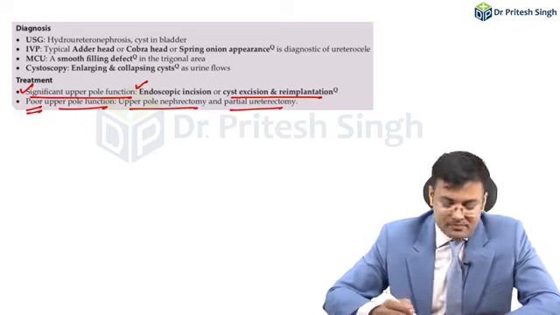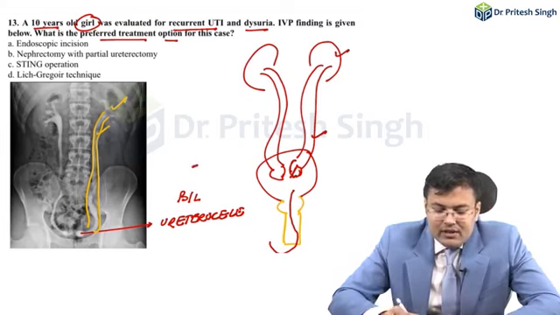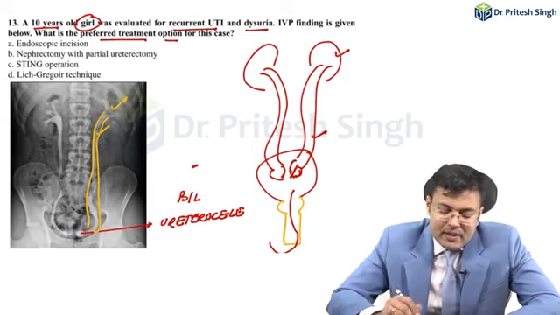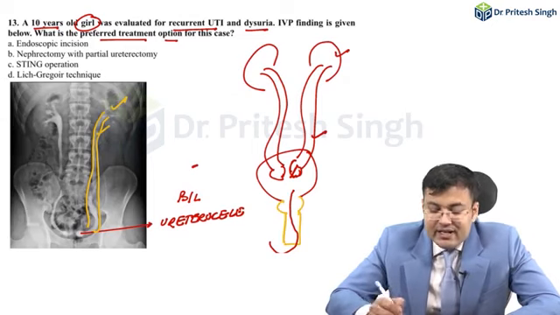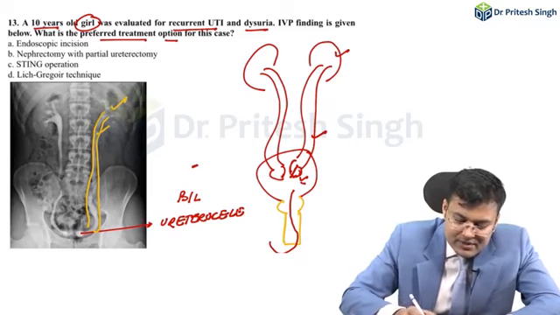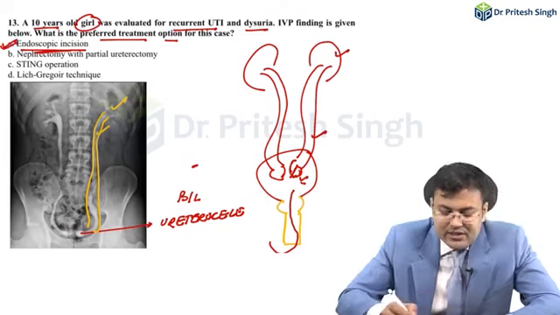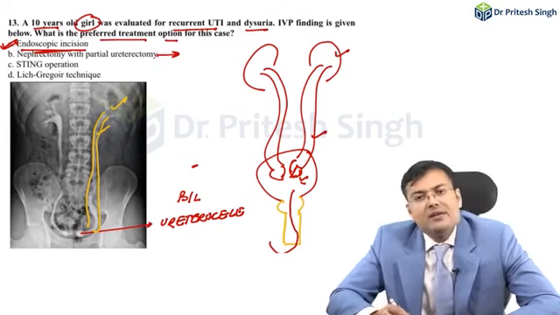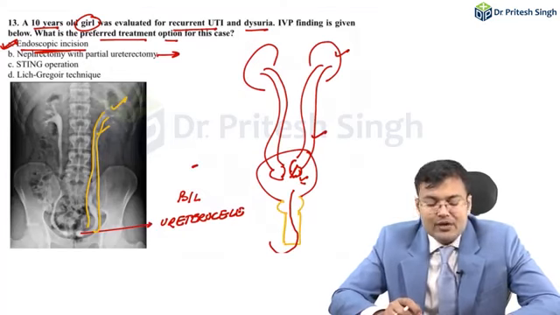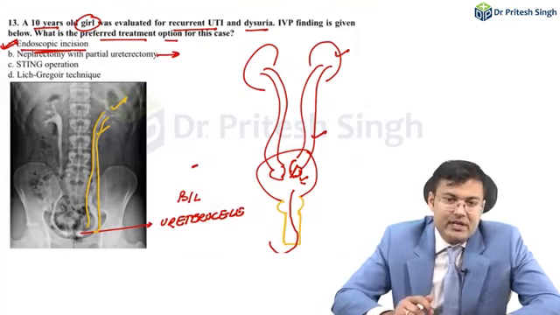Now see the question. So 10 years old girl evaluated for recurrent UTI and dysuria, IVP findings suggestive of bilateral ureterocele, which is intravesical, means inside the bladder. What is the preferred treatment option? In this case, the preferred treatment option is endoscopic incision. If there is poor upper pole function in cases of duplication, then we go for nephrectomy and partial ureterectomy.